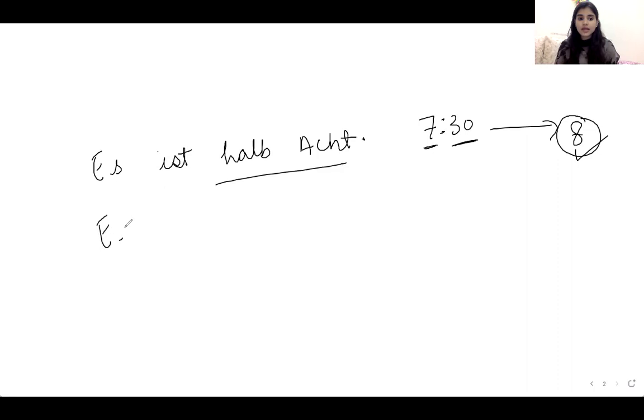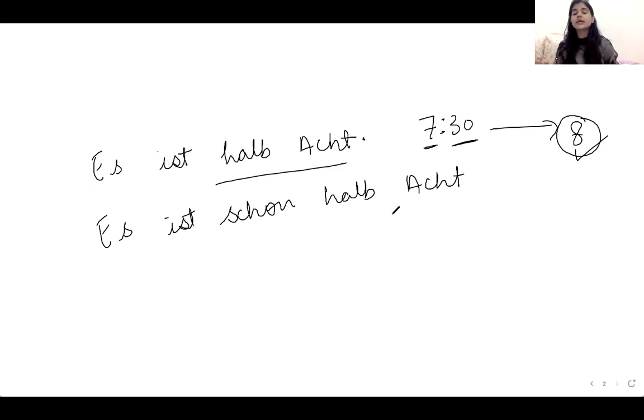It is, es ist schon, already. Es ist schon halb acht. It is already 7:30. It is already half 8. So, in context of 8, you read this time that it is half 8. How you read this time? It is half 8. Es ist halb acht. Then tell me how will you be telling me this time? You will say it half 9. Es ist halb 9.